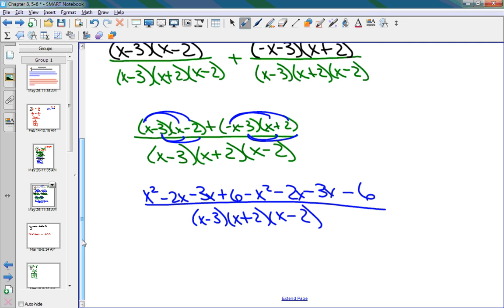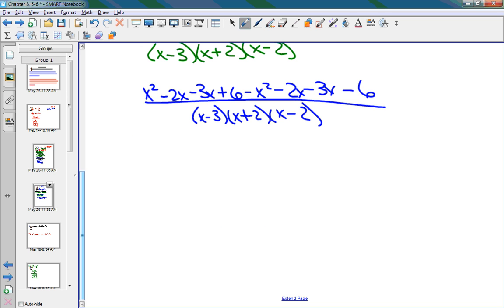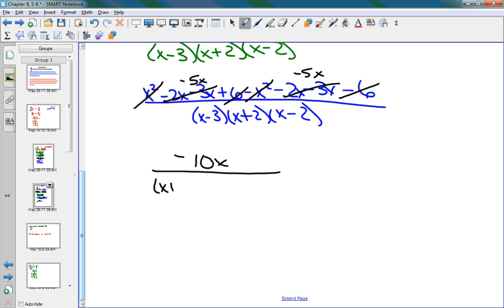So from left to right, what am I going to do? x squared and negative x squared cancel out. Negative 2x and negative 3x give me negative 5x. Negative 2x and negative 3x give me negative 5x over here. So how many total x do I have? Negative 10. I have negative 10x. What happens to 6 and minus 6? They cancel out, and I'm all over this lovely little denominator. Can I cancel anything out? No, this thing is done.